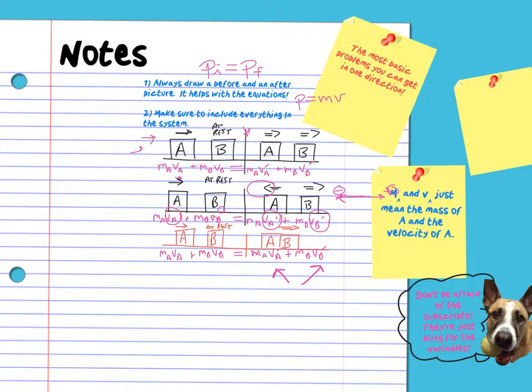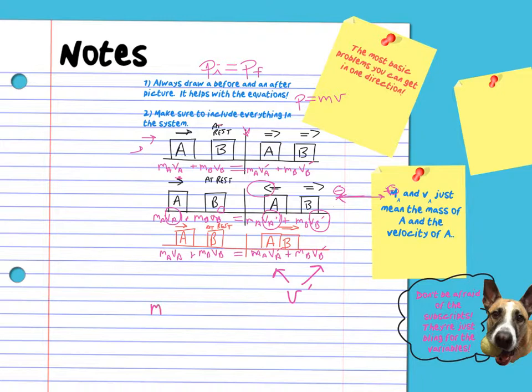But in an inelastic collision here, these two are stuck together. And what does that mean you know about VA prime and VB prime? Well, if they're stuck together, they're going at the same velocity. So these two variables can really be stated as one variable.